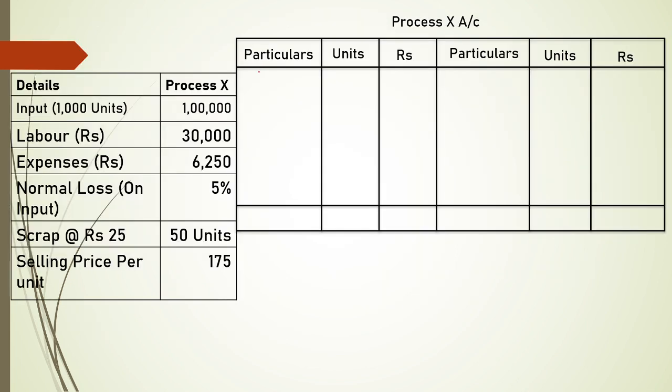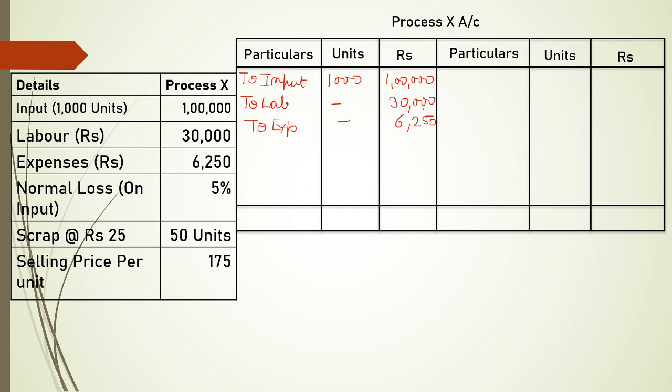On the debit side, we have to write all the expenses. So our first expense is input or the primary material. To input, units are 1000, costing rupees 1 lakh. Other additional expenses include to labor cost or the wages paid to the labor amounted to 30,000, to expenses amounted to 6,250. These are the expenses which are debited in the process account.